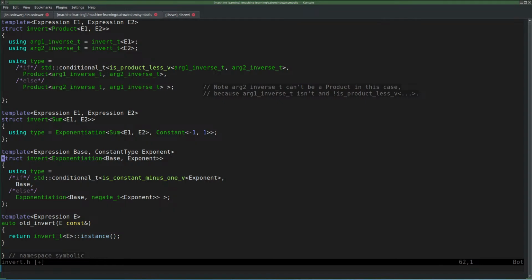Nevertheless, we can, of course, invert an exponentiation. So an exponentiation has a base and an exponent, and then, well, the inversion of that is that you negate the exponent. And in that case, I do some kind of optimization. I refuse to do exponentiation to the power 1. So if the exponent is -1, then we just return the base.